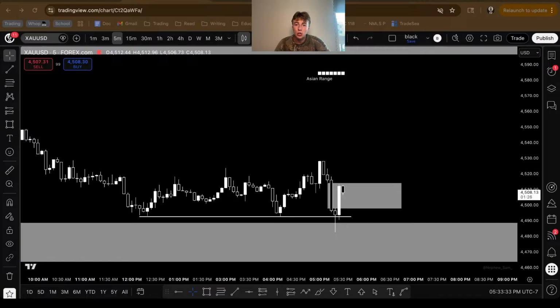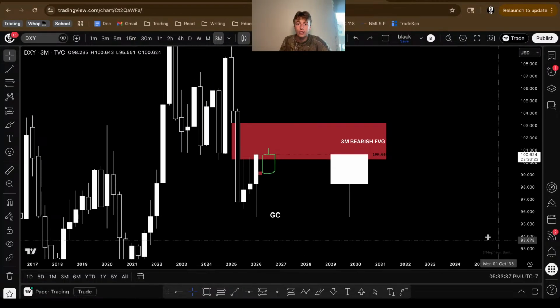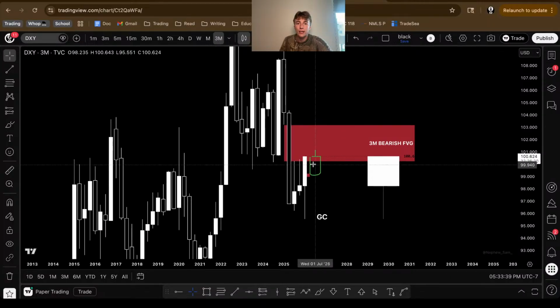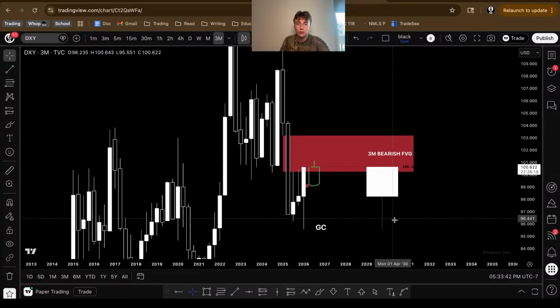Can I see the DXY chart markups again? Sure, take a screenshot. Here's DXY. We're on the 3-month time frame right here. We're about to get a new 3-month candle. So that's what I'm looking for. I'm looking for it to run down after it creates the wick inside of the next quarter.